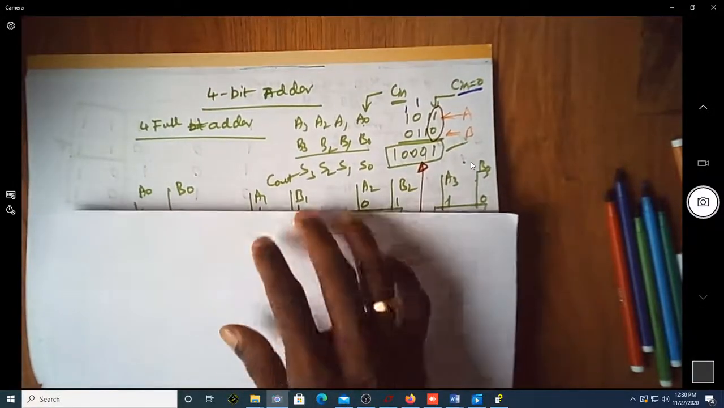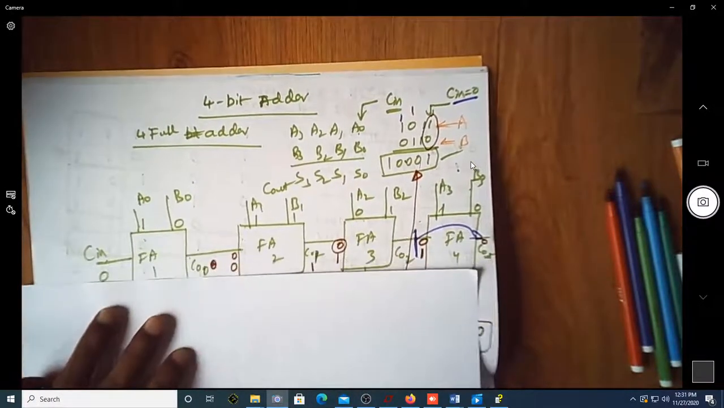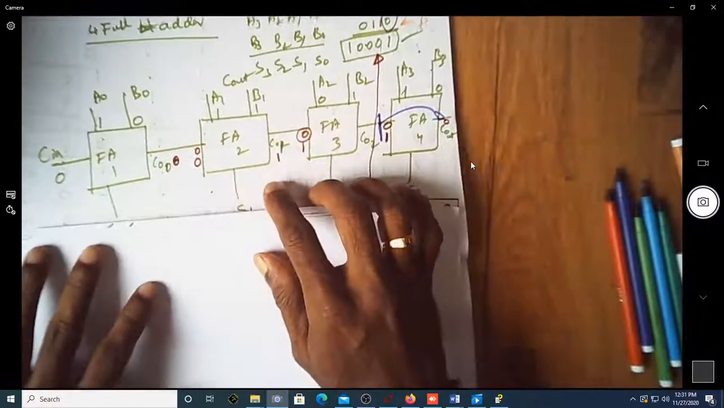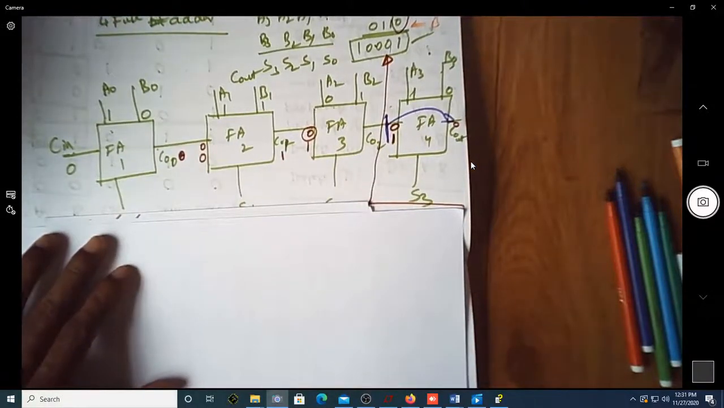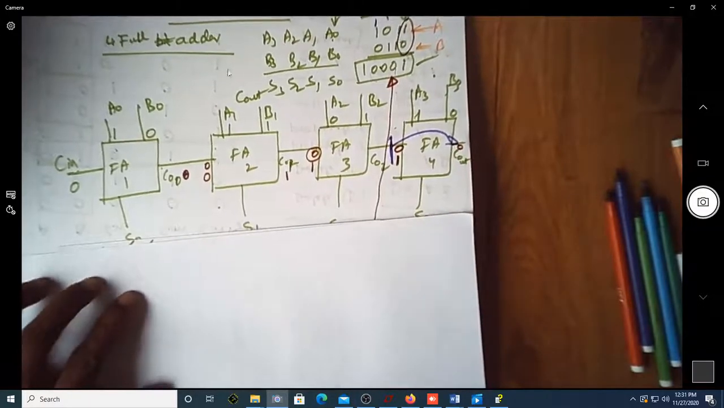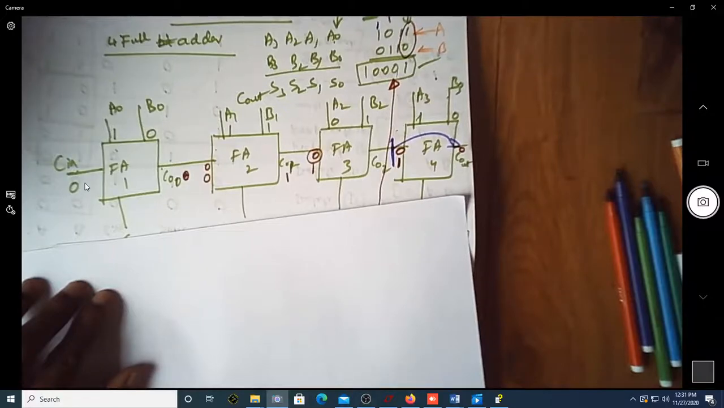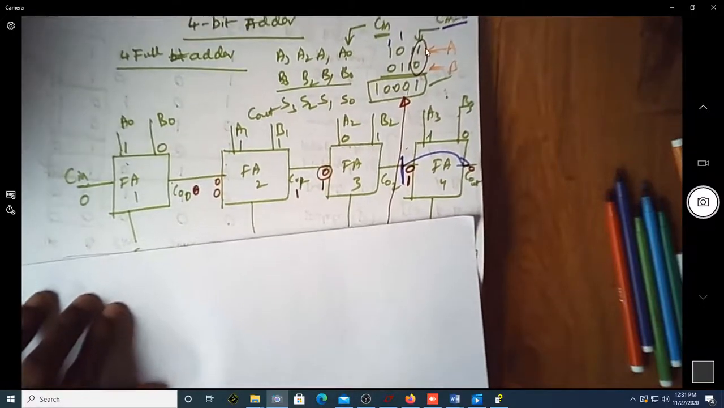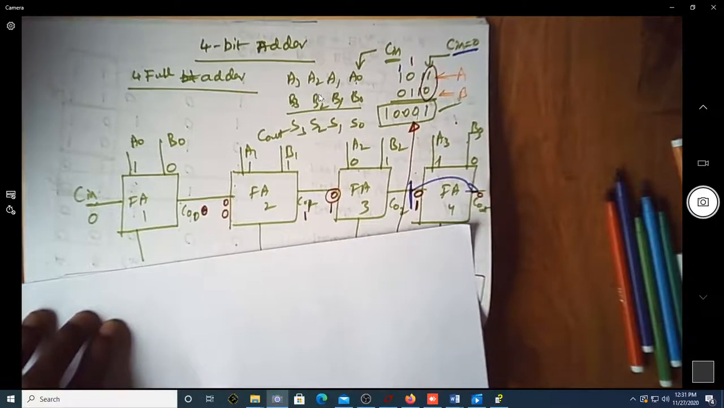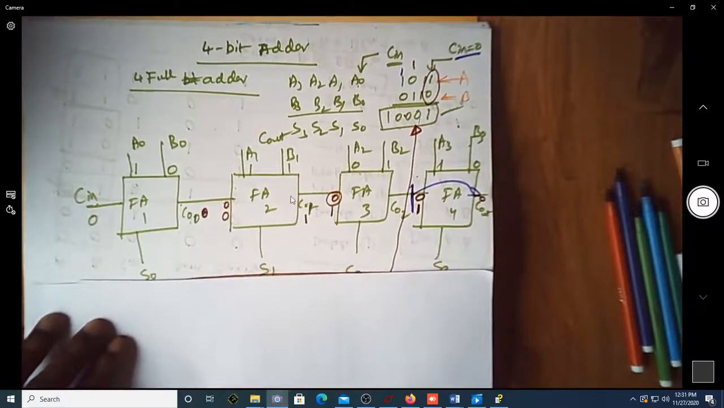Okay, we'll just continue with the 4-bit adder circuit that we considered in the last video. This is the block diagram implementation of that 4-bit adder using 4 full adders. Of course, we know that the input is given to the first full adder, that is Cin, and the 4-bit A0 to A3 and B0 to B3 are given to each of the full adders, like A0, B0, A1, B1, A2, B2 and then A3, B3.